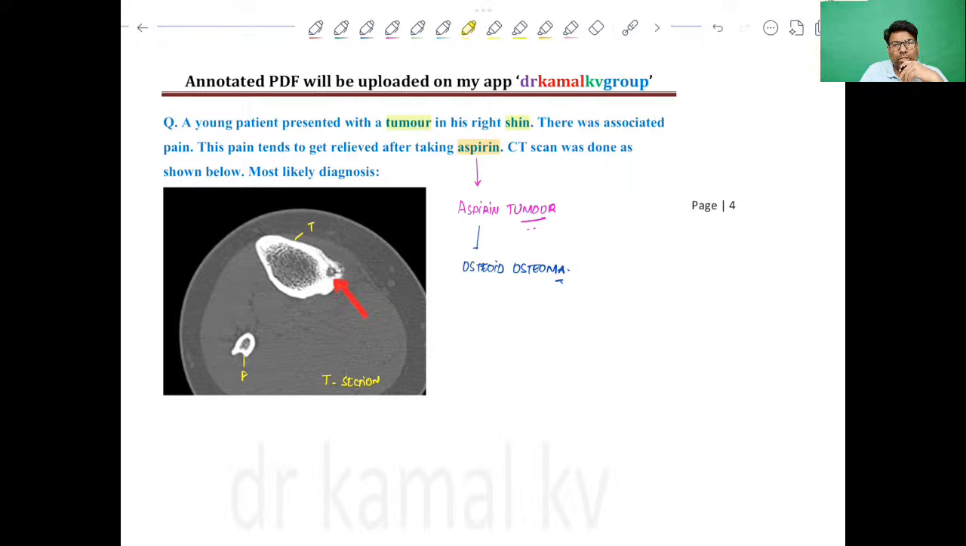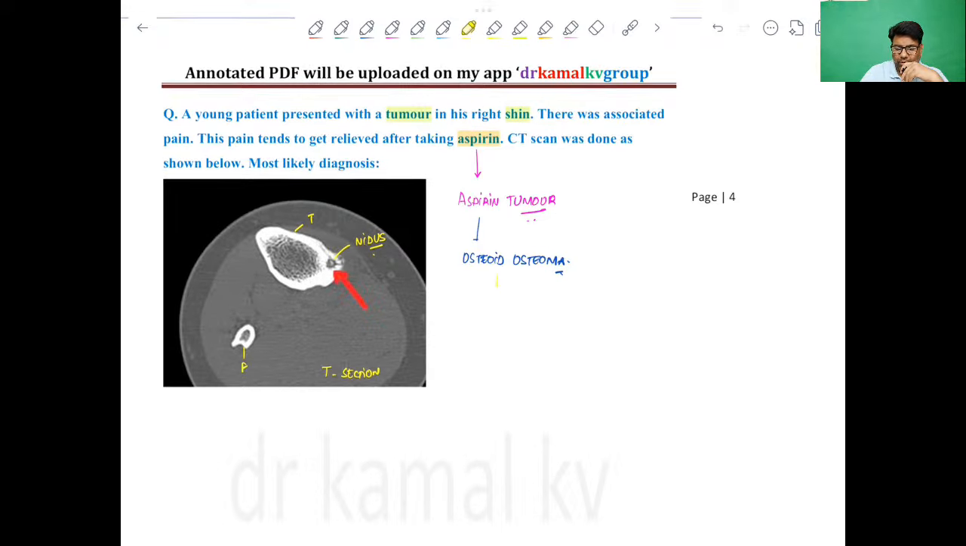And on one side, in the cortex of the tibia, we can see a nidus, right? So here we can see a nidus, and this is usually less than 1 centimeter in size, and it is present in the cortex, and it is surrounded by sclerotic bone. So this is a classical appearance of osteoid osteoma, right, which is the most common primary benign bony tumor.